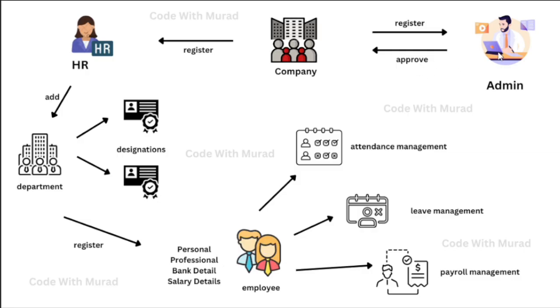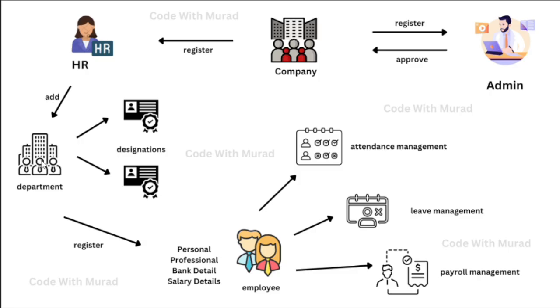So let's suppose admin has approved some companies. Those companies can now register the HRs, so that they can handle the complete organization, like employee management, attendance management, leave management, and payroll management. Once HR is registered by the company, HR will be able to add departments into the system. Like in any organization, there can be multiple departments like DevOps department, backend department, front end department.